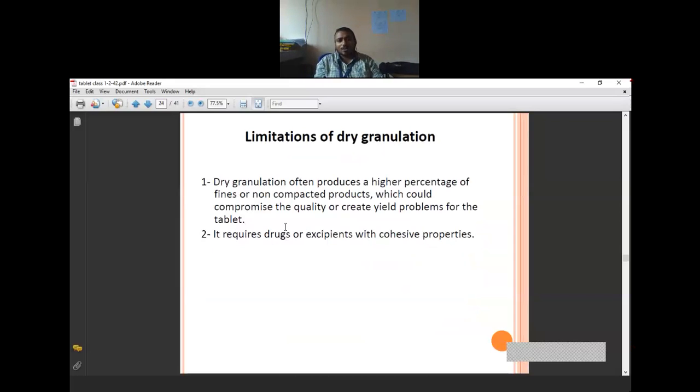So, the limitations of dry granulation. Dry granulation often produces a higher percentage of fines or non-compacted products. It produces lots of dust, lots of fine particles, or the material will not compact properly. We can find difficulties like cracking and picking. It is very difficult to get the proper shape and size of the tablet, and we get lots of dust in the preparation. It requires drugs or excipients with cohesive properties, and cohesive properties are very low in dry compression. So these are the limitations of dry granulation.